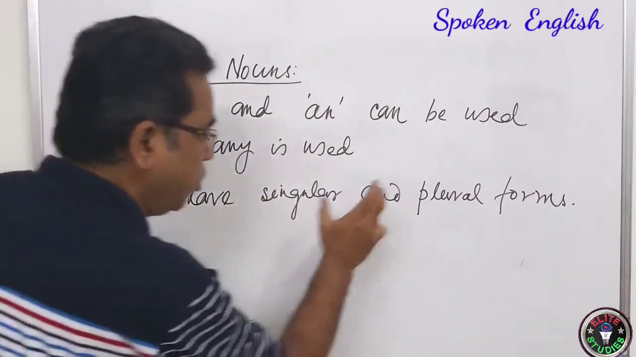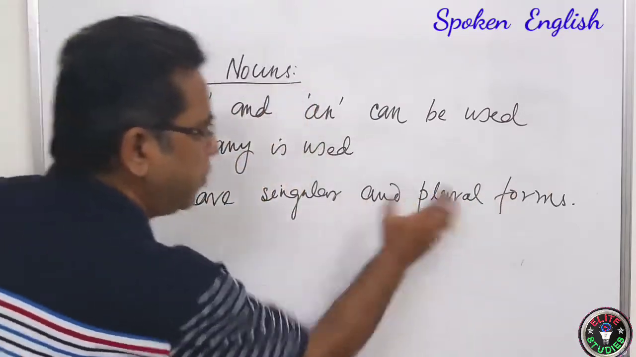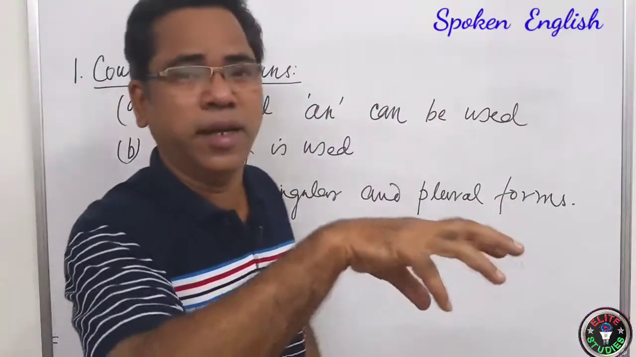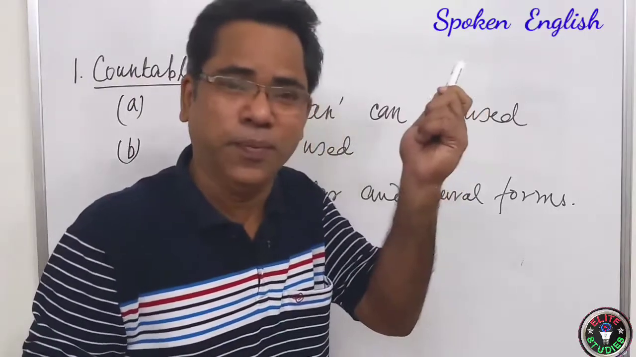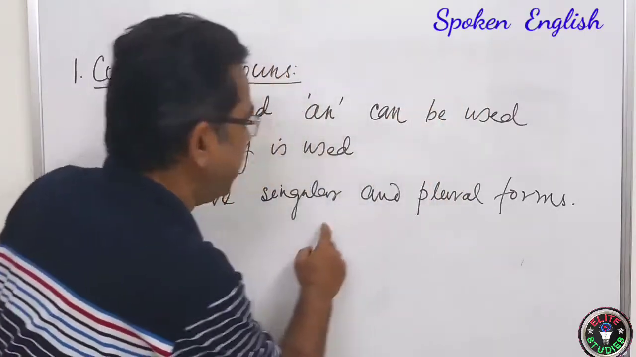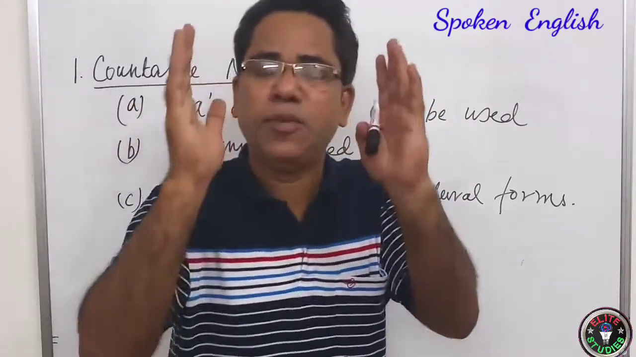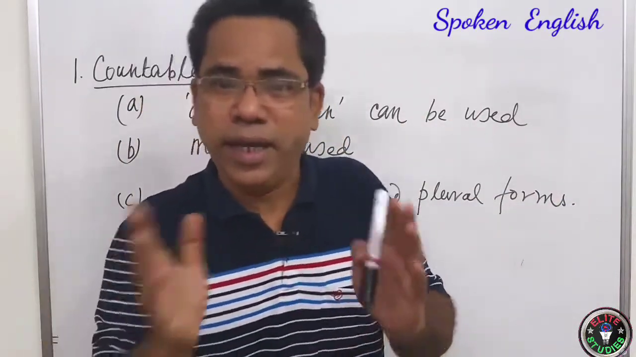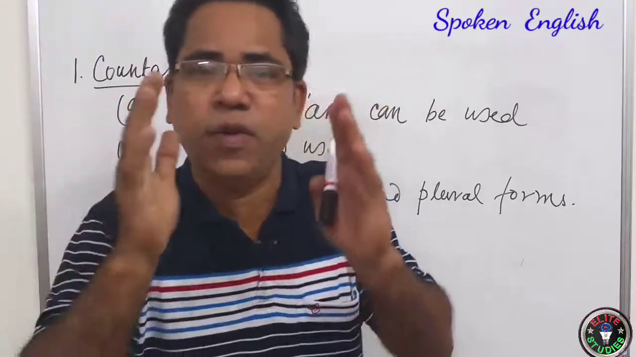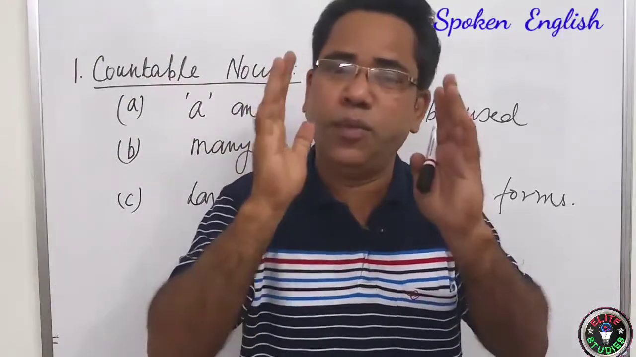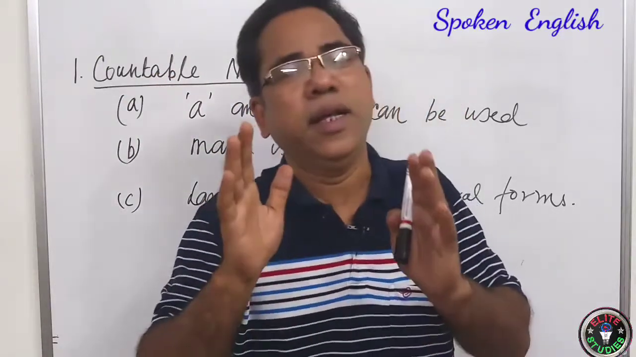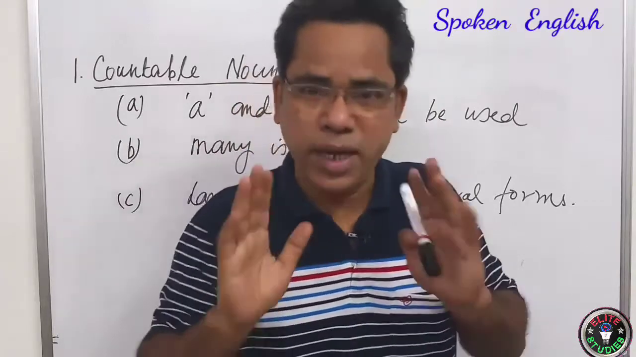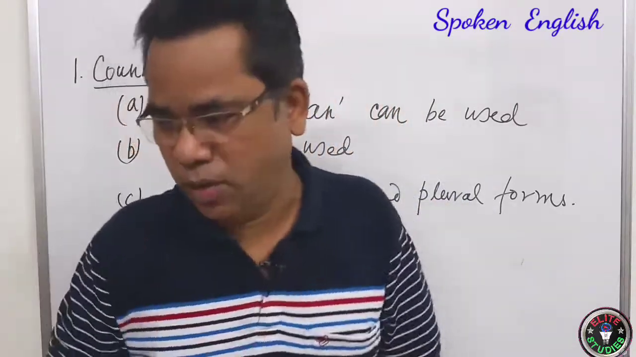Now, countable nouns have singular and plural forms. It's also very important, as I have already told you in the earlier classes. It has a singular as well as a plural form: book, books, student, students, doctor, doctors. If you can make a plural form of a given noun, then it is sure that the given noun is a countable noun. Clear? Now let us go to uncountable nouns.